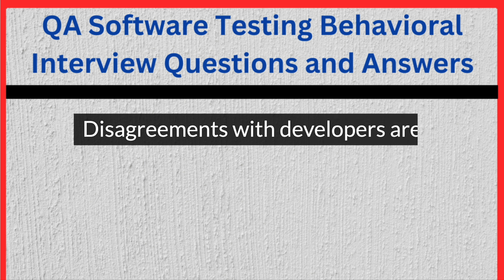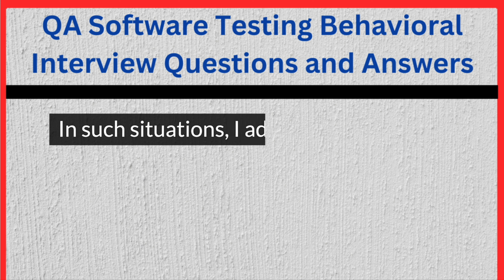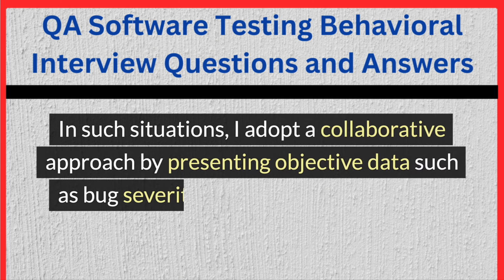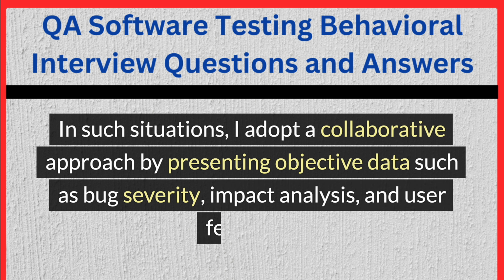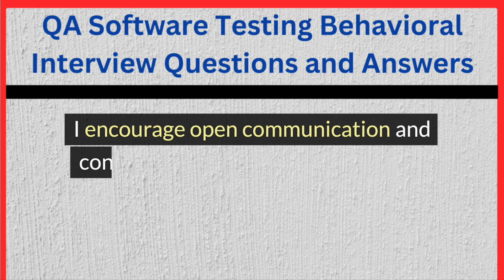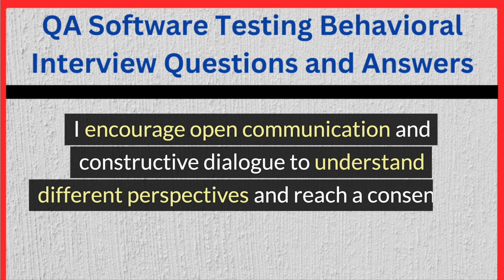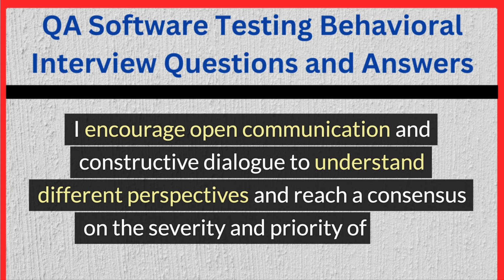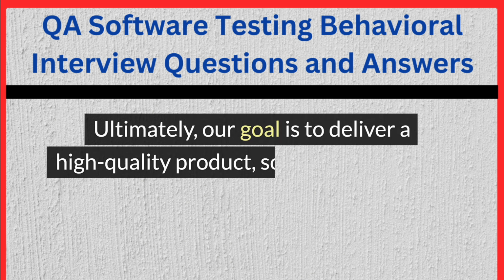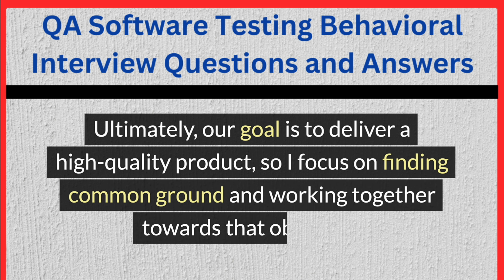4. How do you handle disagreements with developers regarding the severity or priority of bugs? Disagreements with developers are inevitable in the software development process. In such situations, I adopt a collaborative approach by presenting objective data such as bug severity, impact analysis, and user feedback. I encourage open communication and constructive dialogue to understand different perspectives and reach a consensus on the severity and priority of bugs. Ultimately, our goal is to deliver a high-quality product, so I focus on finding common ground and working together towards that objective.